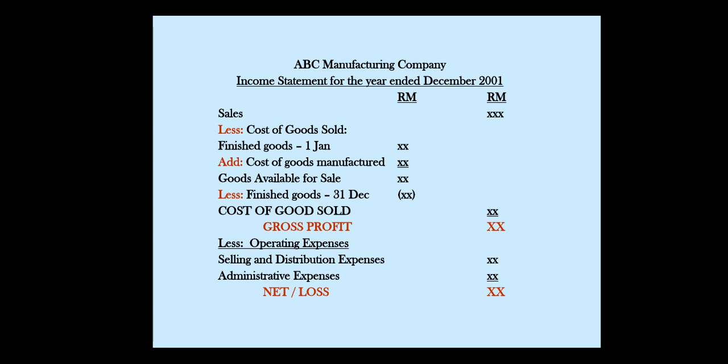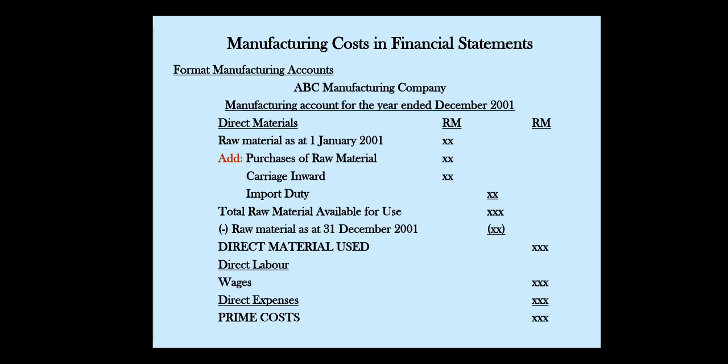Okay, back to the calculation of cost of goods sold. I told you the second item in the calculation is cost of goods manufactured. To get the amount for the cost of goods manufactured, you have to prepare a schedule or a statement. Okay, this is the statement that you can use to calculate the cost of goods manufactured.